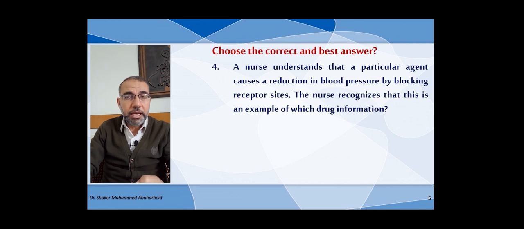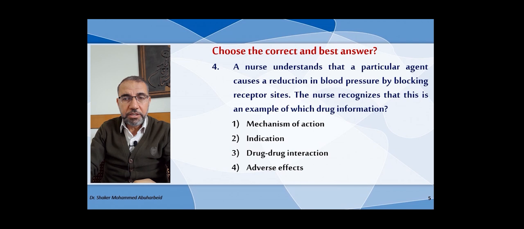A nurse understands that a particular agent causes a reduction in blood pressure by blocking receptor sites. The nurse recognizes that this is an example of which drug information? The first option, mechanism of action, or indication, or drug-drug interaction, or adverse effects. The correct answer is mechanism of action, لأنه بيتكلم عن آلية عمل ل reduction in blood pressure by blocking receptor sites. The next question.